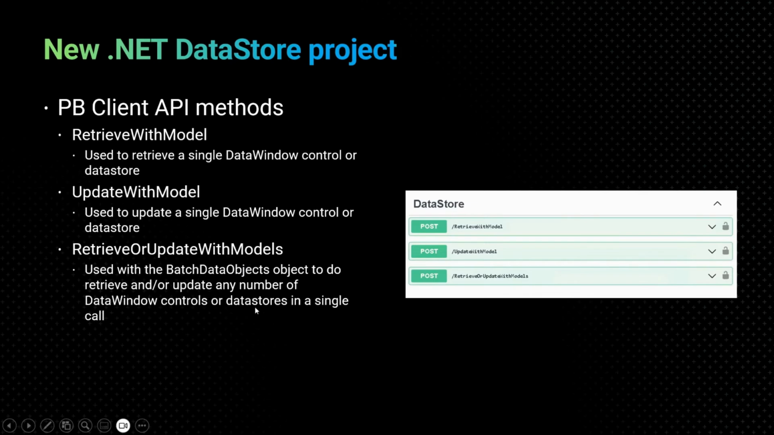There is a new object that's been added, and we'll get into that in a minute, but that's actually mentioned right there: batch data objects. What that allows you to do is make 1 call. So if you've got 3 DataWindows on your window, you can retrieve all 3 DataWindows with that single call. And you can update all 3 DataWindows with that single call. And it's any number of DataWindows or DataStores.